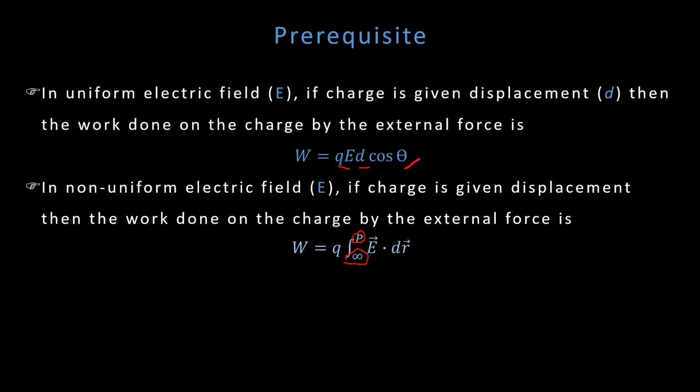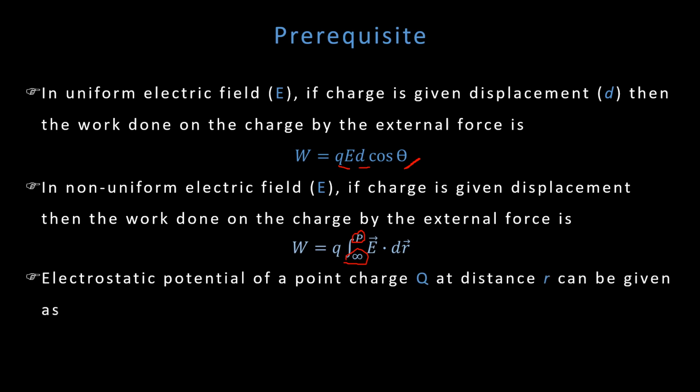And then we should also know that the electrostatic potential of a point charge, say Q, at distance r, can be given as V = kQ/r. V is equal to kQ upon the distance of the point from the charge. So with the prerequisites clear, we can start with the topic. So let us start.